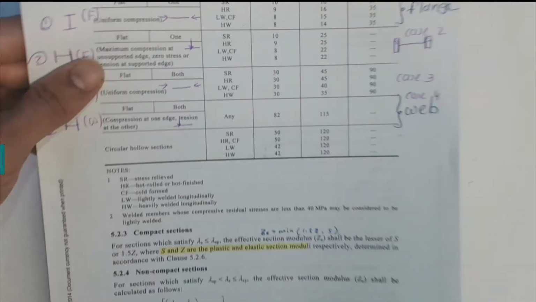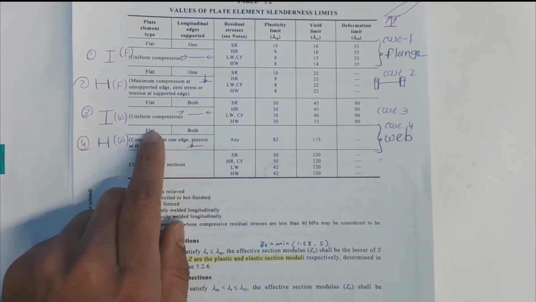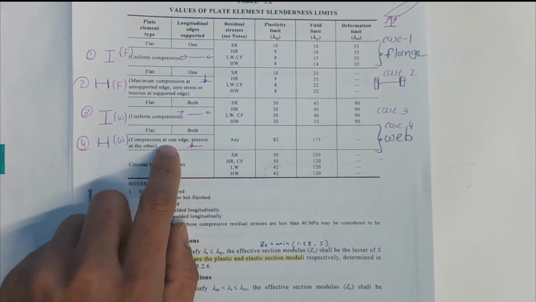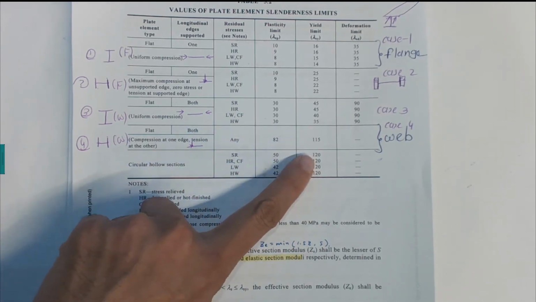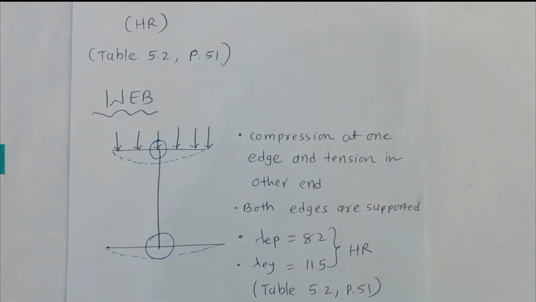So that's what it is. The fourth row is explaining: both edges are supported, flat, compression at one edge and tension at another edge, and it has 82 and 114. So that's the case when we use the web.